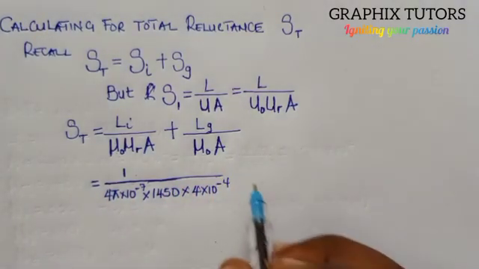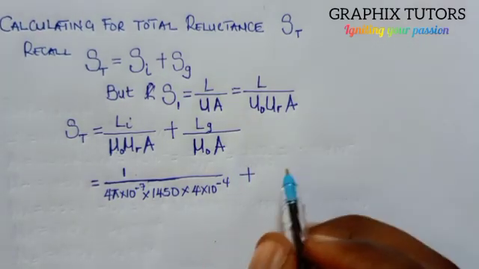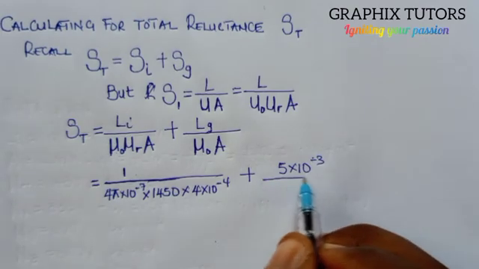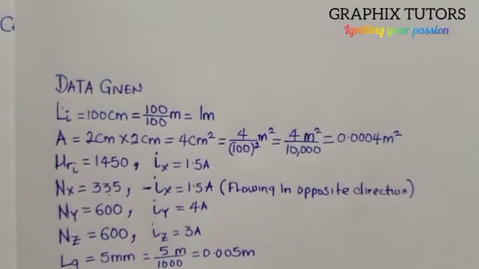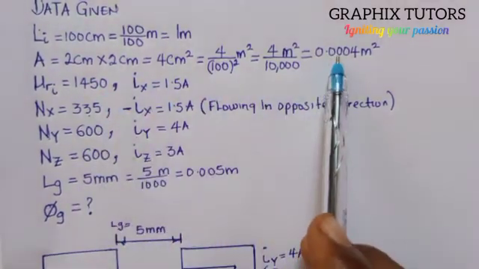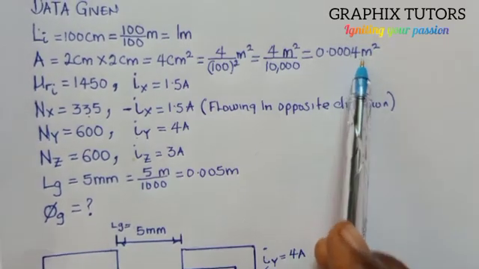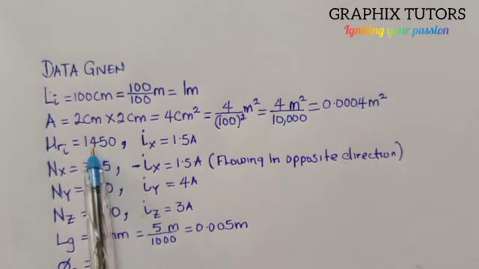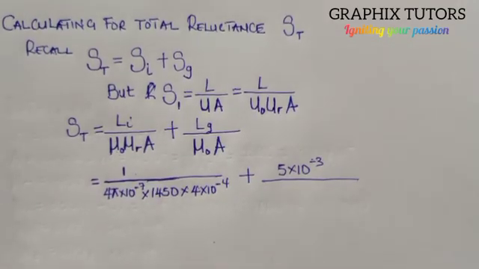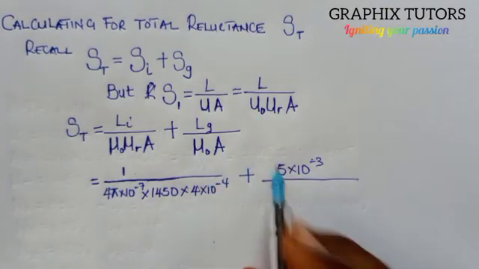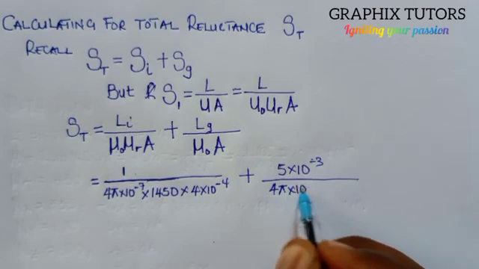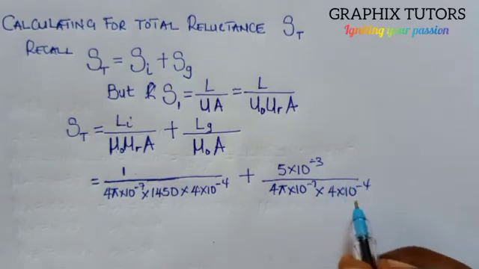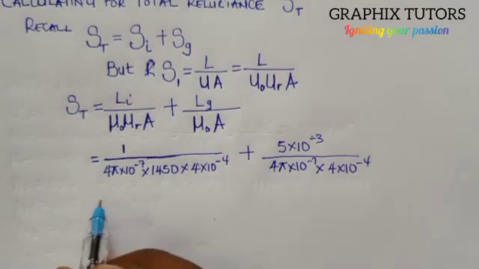Is that okay? So from here, this plus the length of the gap is given as 5 times 10 raised to power what? Minus 3. It is given in the parameters. Look at the parameter. The area that we did earlier is 0.004, using the same 4 times 10 raised to power minus 4. And the relative permeability is given as what? 1450. Is that okay? So we'll move forward. From here, we'll now say that all over 4 pi times 10 raised to the power minus 7 multiplied by 4 times 10 raised to the power what? Minus 4.